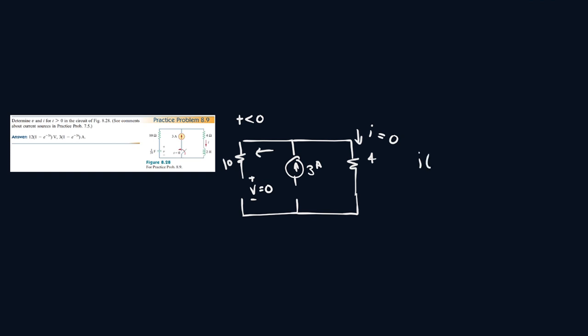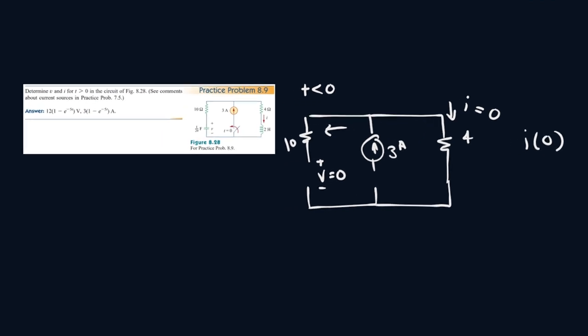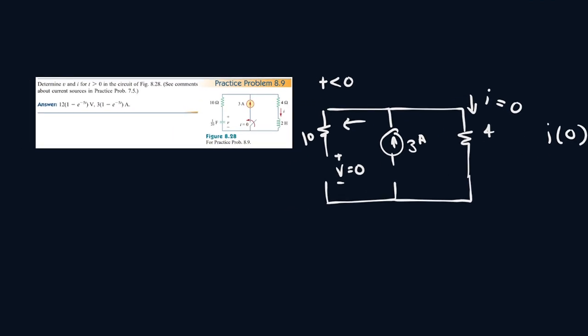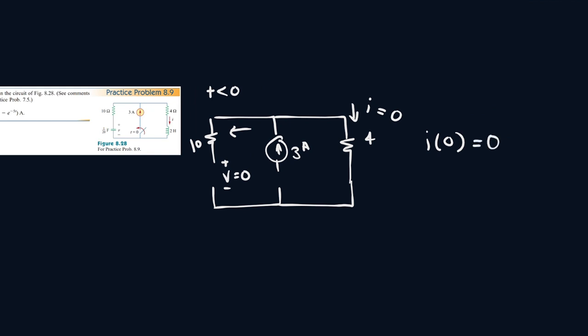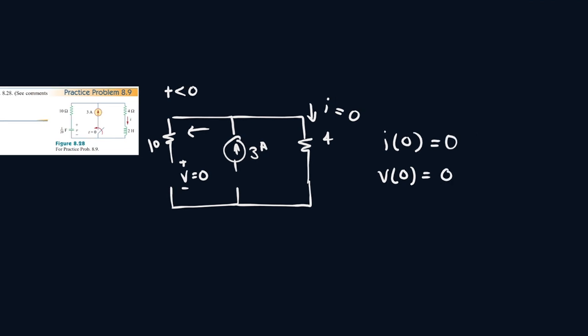So the current passing through the inductor, obviously when the switch is on, we get a closed circuit, but the current passing through the inductor is still going to be 0 as it can't change instantaneously, and same with the voltage. The second the switch is on, the voltage at the capacitor can't change instantaneously, so that's going to be 0 as well.